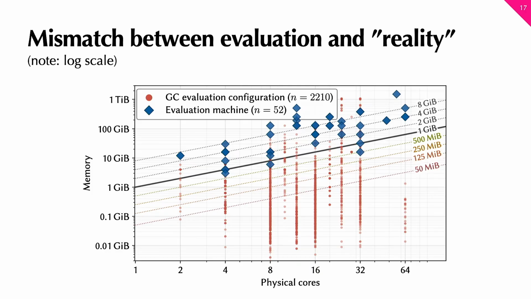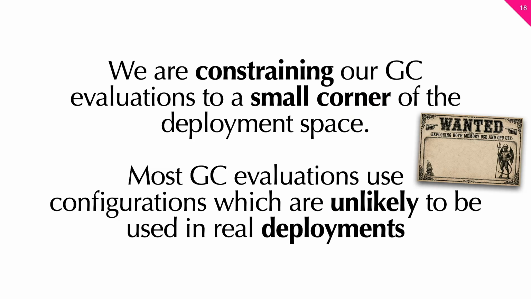We're evaluating things at a space that's not really representative of the machines that we have on hand. So in summary, we're constraining our GC evaluation to just a small corner of the deployment space. And more speculatively, perhaps you could make the argument that most GC evaluations use configurations which are unlikely to be used in real deployments. Because if you have a 64-core machine, you probably have 64 gigabytes of RAM or more, and we are constraining the programs to run at a small fraction of this available memory.